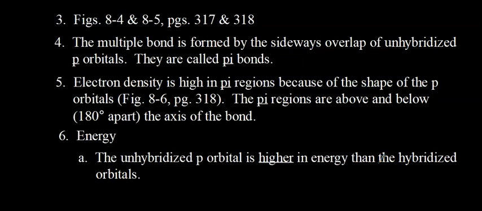It says electron density is high in pi regions because of the shape of the p orbitals. Their dumbbell shape allows for the overlap both above and below the plane of the sigma bonds. As it says here, the pi regions are above and below, being 180 degrees apart, the axis or plane of the sigma bond between the carbons. It should be noted that the unhybridized p orbital is higher in energy than the hybridized orbitals, so it's favorable for an atom to form hybrid orbitals. Sometimes, though, it does not form hybrid orbitals. Again, we can see this on page 317.